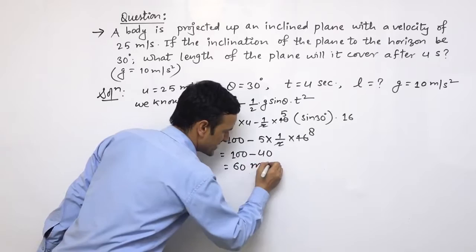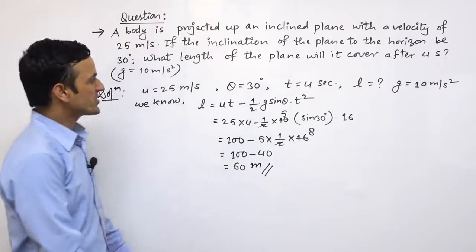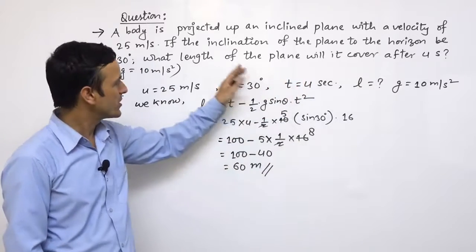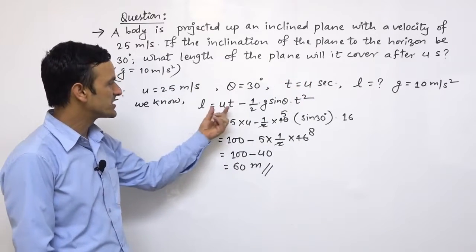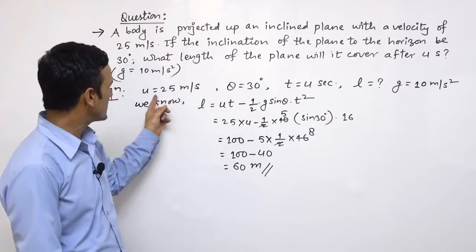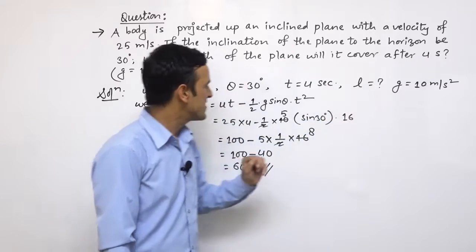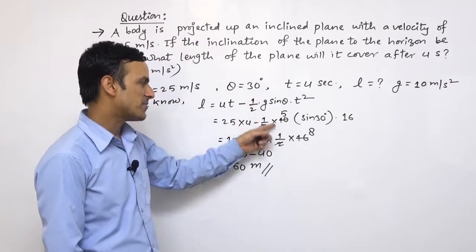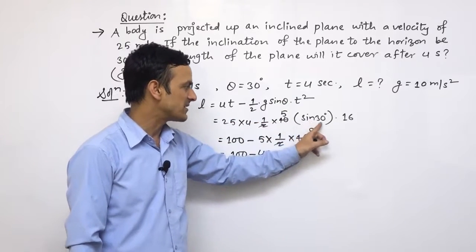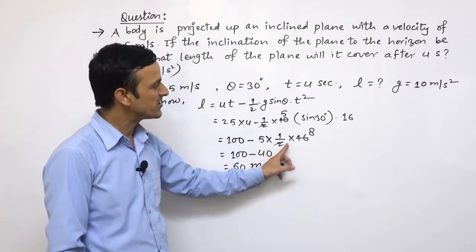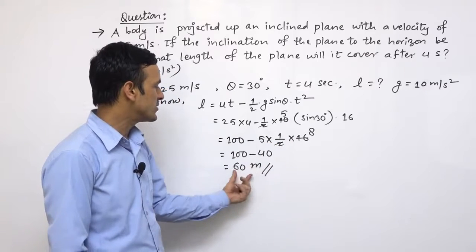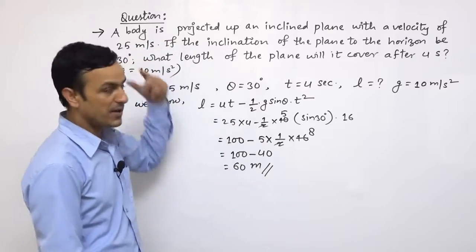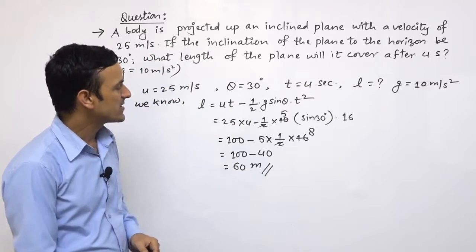Its unit is meter. So it covers 60 meter after 4 seconds according to the information. This formula is suitable on the basis of this data: ut minus half g sin theta into t square. After substituting all the values, sin theta is equal to 1 by 2, which is the tabulated value of sine. So solve it, then you get the required term. This is the distance covered by this body. In this way we can solve it.